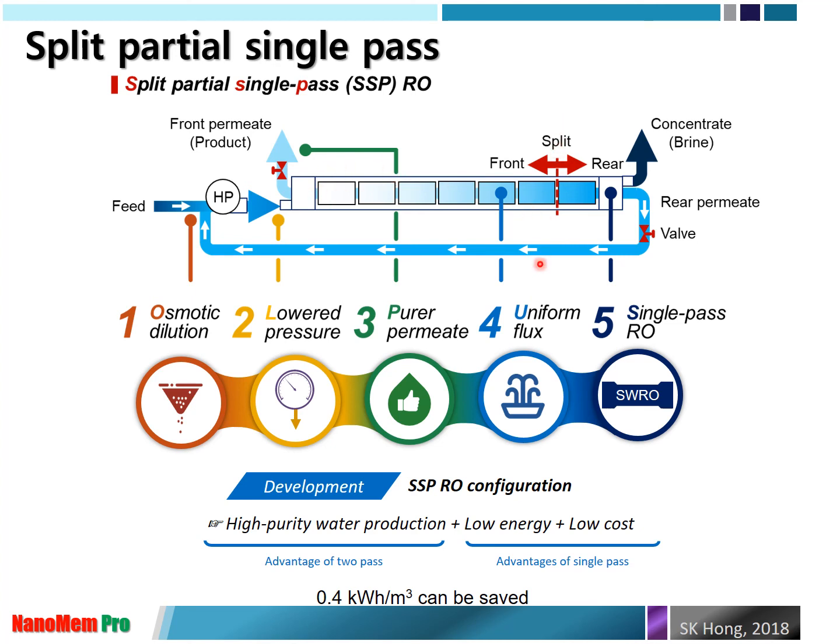That's the reason why you completely block the permeate at the end of your last modules and send it to the feed side, which will reduce the overall osmotic pressure, so energy can be reduced for the lower osmotic pressure, and your water quality can be improved. This has impact for osmotic dilution: lower pressure, purer permeate, uniform flux, and single pass reverse osmosis, which means you don't need a second pass, which can reduce the capital cost. So this SSP RO configuration can save 0.4 kilowatt hour per cubic meter.